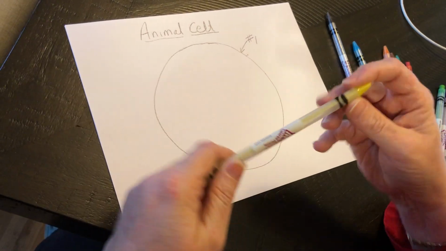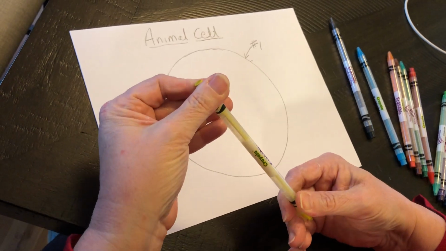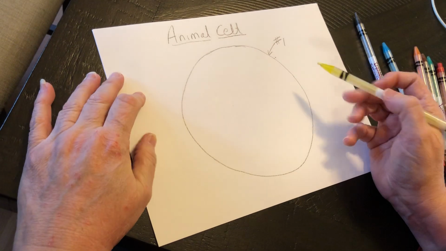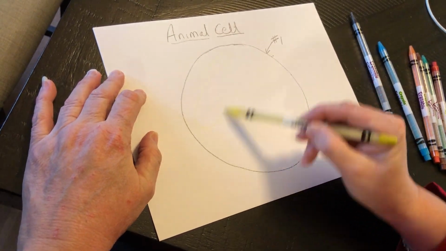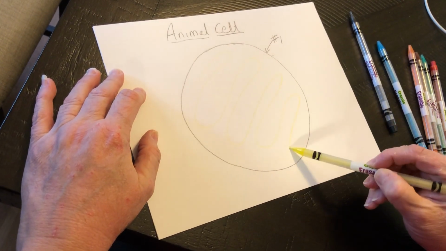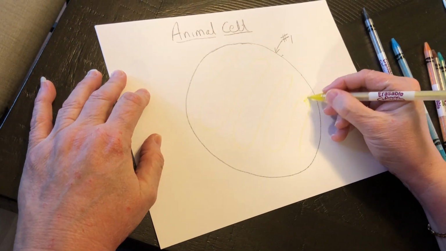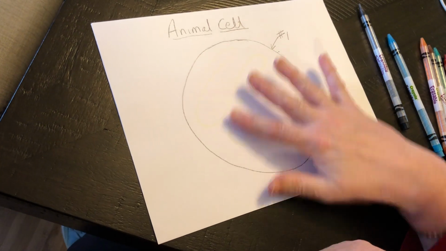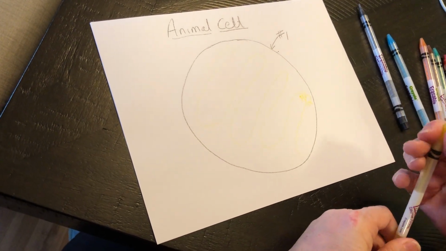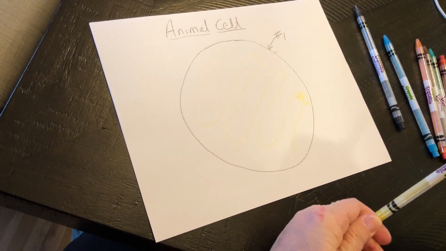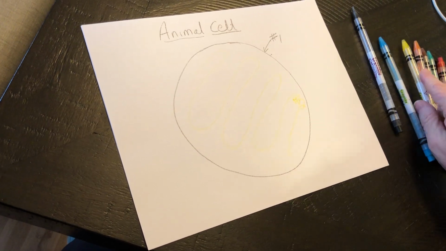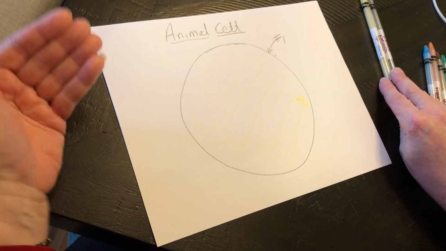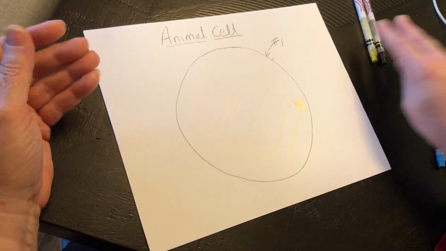Now, the next one, I'm actually going to use yellow, and you're going to probably say, why am I using yellow? You're not going to be able to see it, but I am going to draw other stuff inside the cell. So I'm going to just go, wee, just like this, okay? I'm going to put a number 2. And number 2, and don't worry if you can't see it, just know that it's inside, is called cytoplasm. And cytoplasm is a jelly-like material that holds all the cell organelles. Remember, another name for parts is going to be organelles, in place.